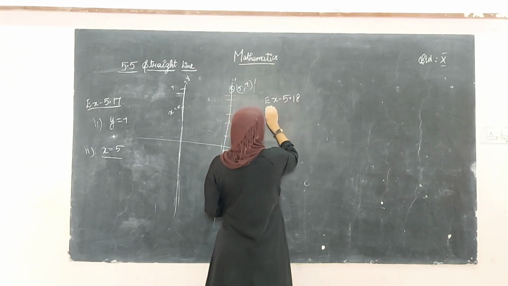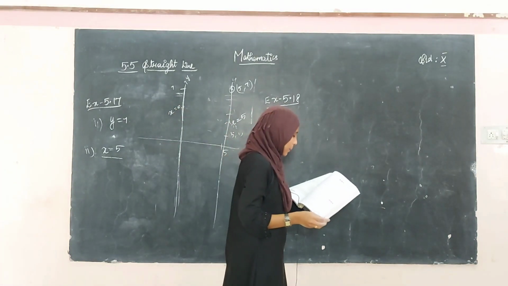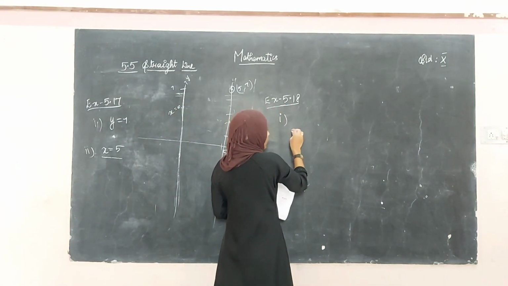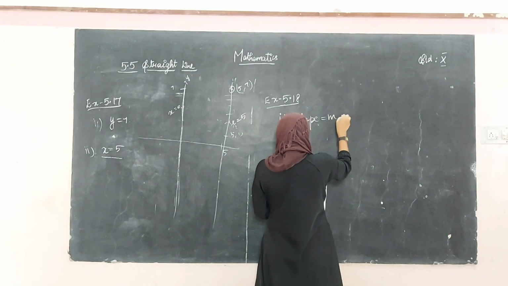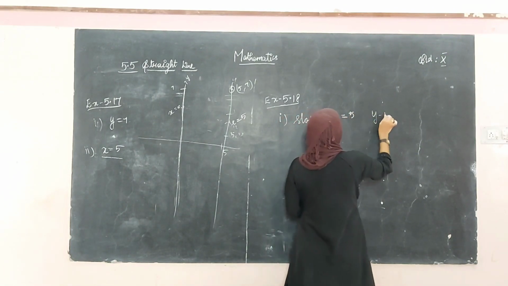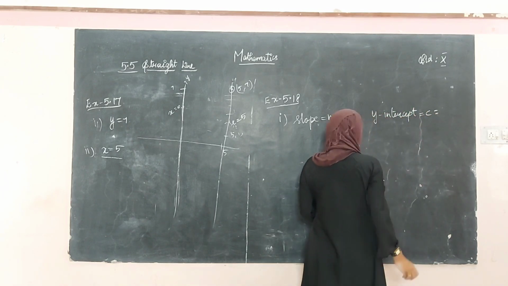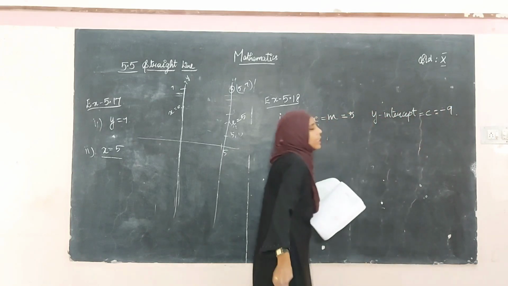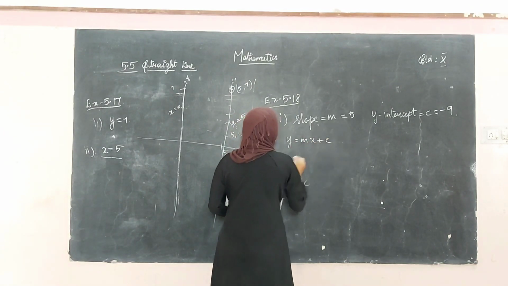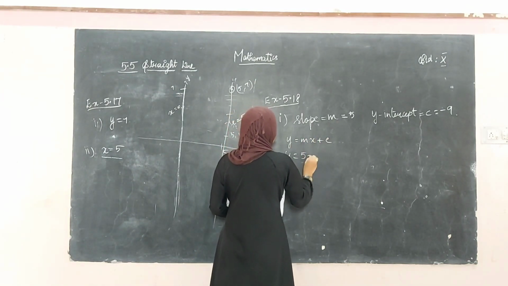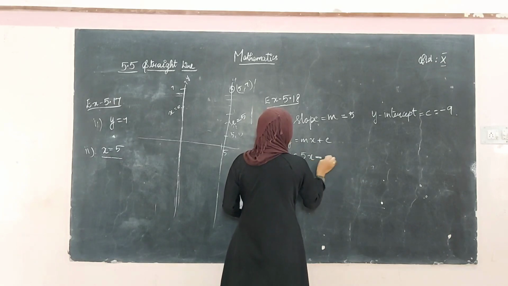Example 5.18. Find the equation of the straight line whose slope is 5, y-intercept is minus 9. What's the first one given? Slope is 5. What is slope? Slope equal to m. m equal to 5 and y-intercept. What is y-intercept? Intercept means it is c. So y-intercept is equal to minus 9. Now we have to find the equation of the straight line. We know the formula y equal to mx plus c. So y equal to, what's the value of m? 5 into x plus, what's the value of c? It is minus 9. So plus into minus, minus 9.